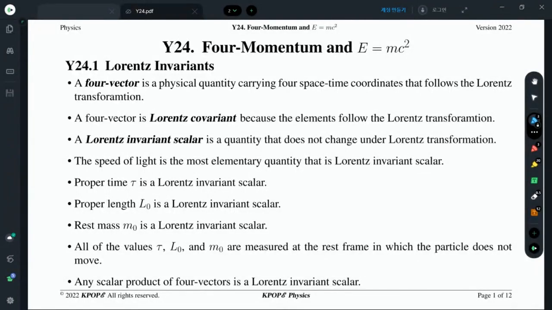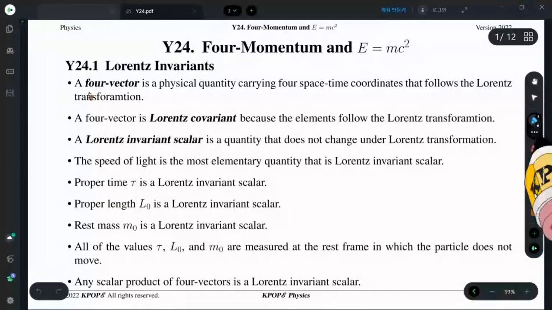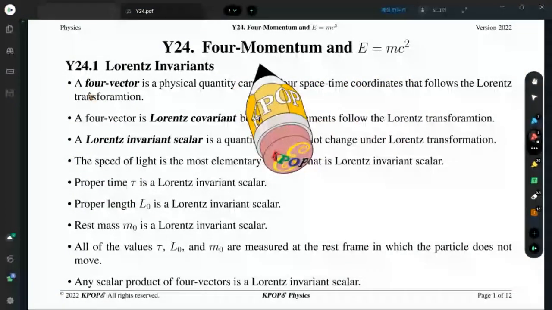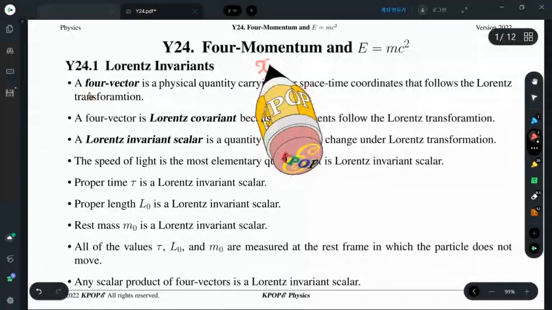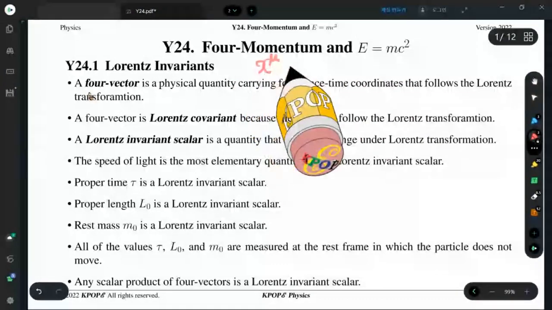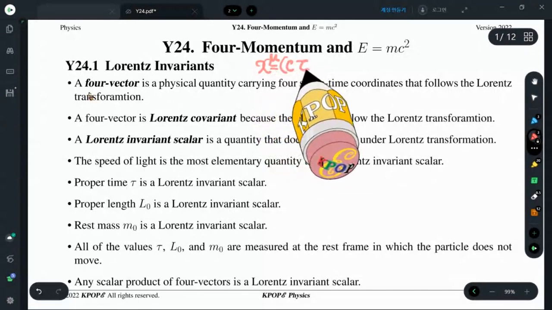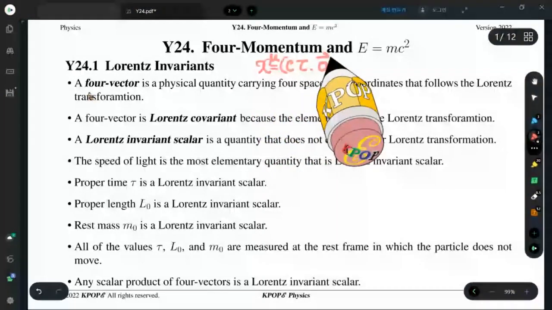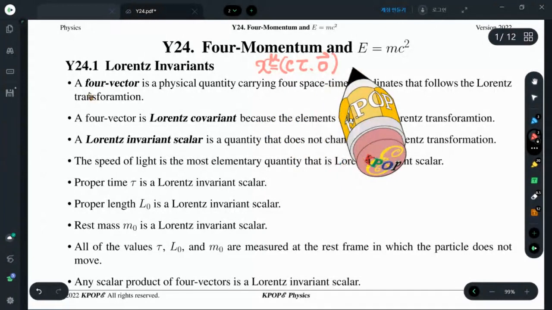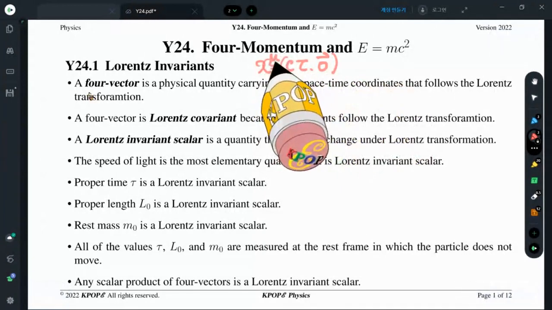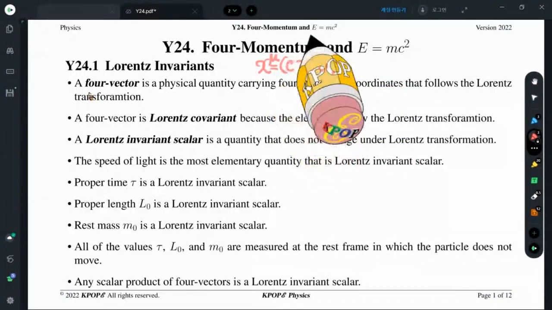Four-momentum and E equals mc squared. So what we learned in the previous class is for the four vector, especially for displacement, x^μ is cτ, 0 if a particle is at rest. And we used the Greek letter that represents the four components.